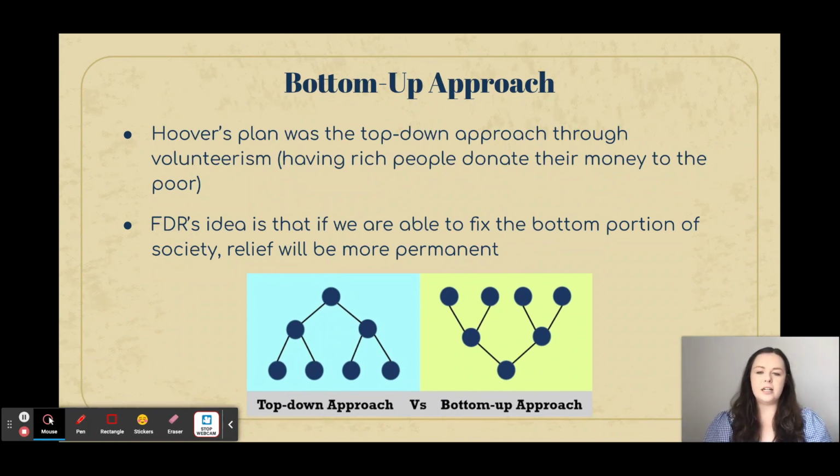So let's pause here and get your opinion on your notes. In your opinion, what seems more effective in helping the economy, the bottom-up or top-down approach, and why? So think through that for a minute.